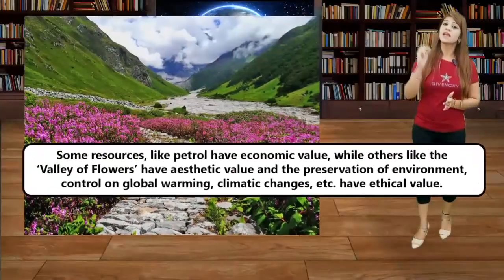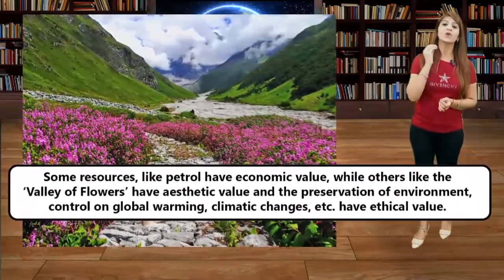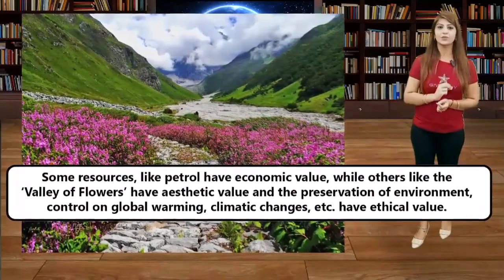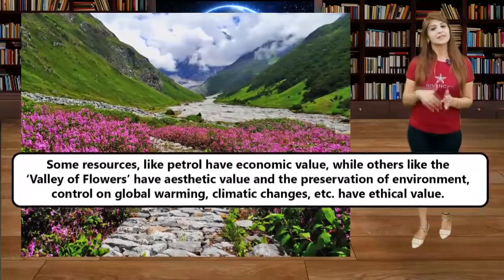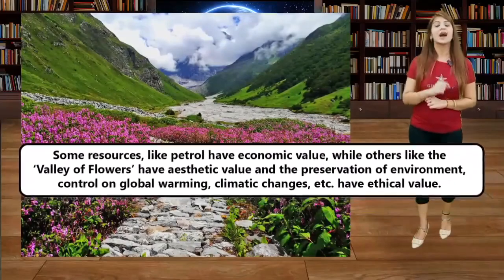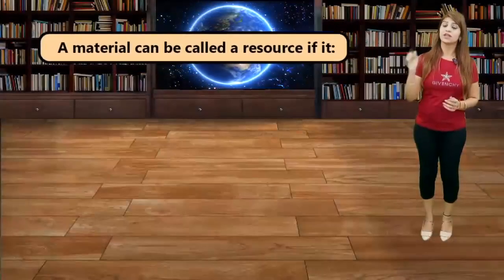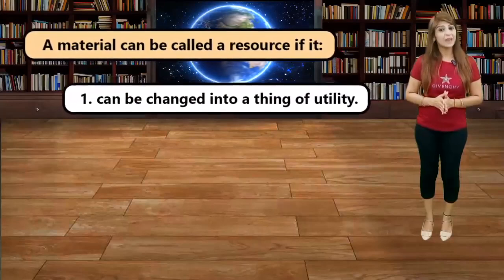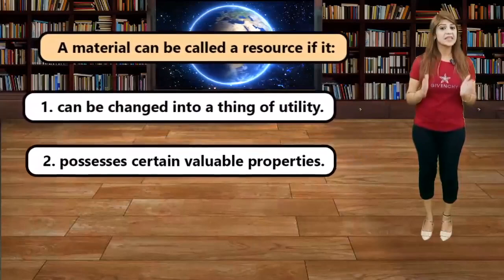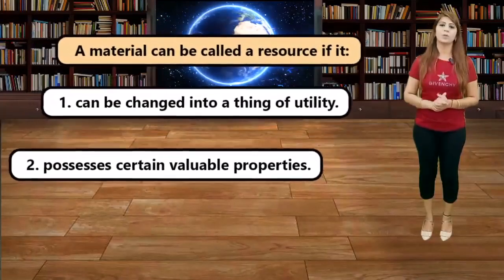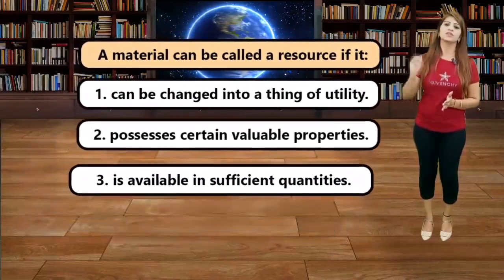Some resources like petrol have economic value, while others like the Valley of Flowers have aesthetic value, and the preservation of environment, control on global warming, climatic changes, etc. have ethical value. A material can be called a resource if it, number one, can be changed into a thing of utility. Number two, possesses certain valuable properties. Number three, is available in sufficient quantities.